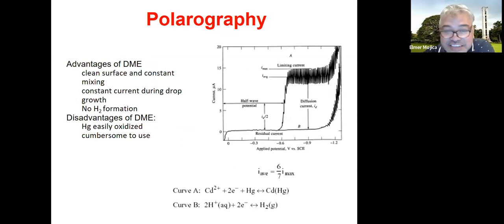So the advantage that you have, this is how you get the signal for this one. It is a clean surface and constant mixing. So the constant current during the drop growth. So there is no hydrogen formation. But the problem with this one is mercury is easily oxidized and it's so hard to perform, when you do this, what we call DME. But once you master it, it's really a good technique. But the thing is, they have to phase out of it because of the hazardous materials of the mercury.